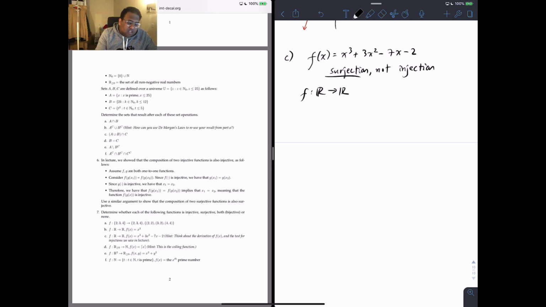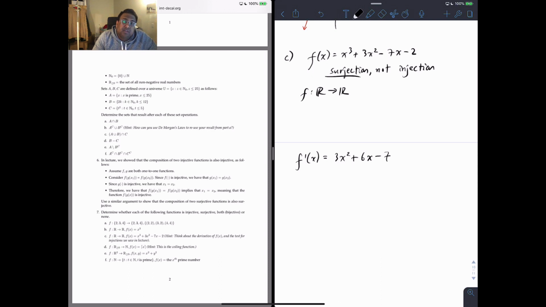So all we need to show is that there exists some point where the derivative is not strictly greater than 0. Okay? So for example, why don't we take the derivative of this function? 3x squared plus 6x minus 7. Okay? And for example, I can find a value to pass into this where the derivative is positive, and I can find a value to pass into this where the derivative is negative.